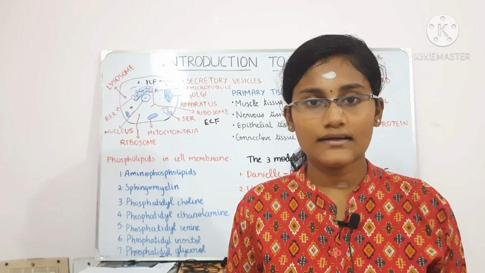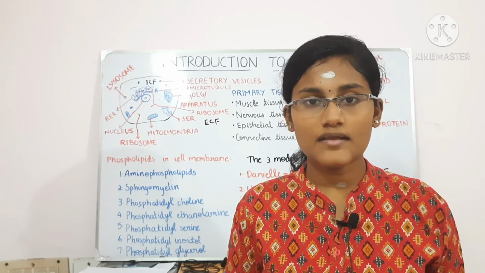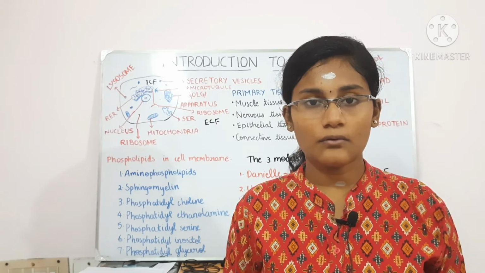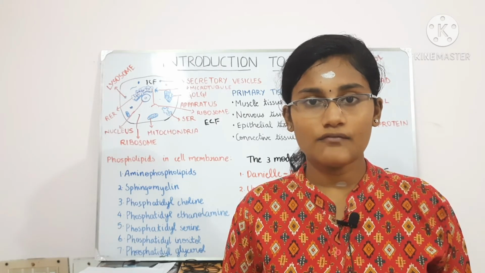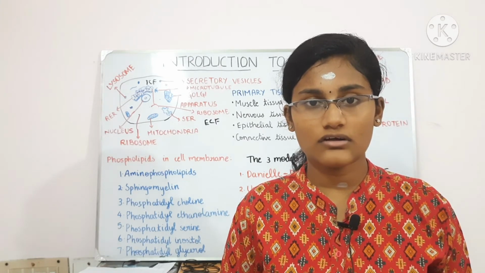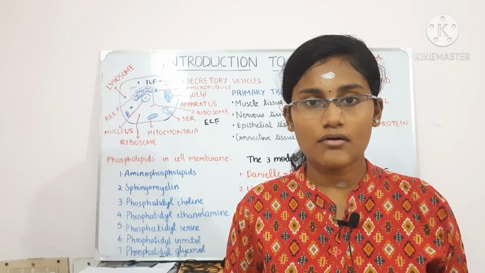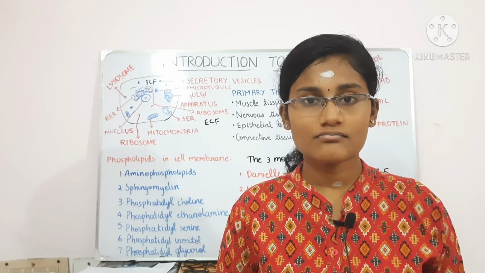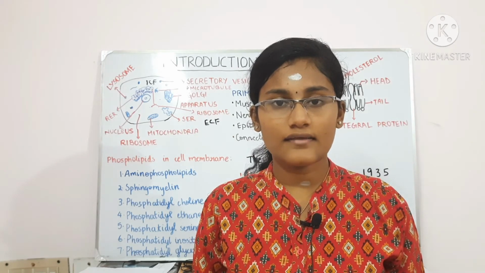Next, we will be talking in detail about the lipid layer of the cell membrane. I already told you that the cell membrane was made up of the phospholipid bilayer and its associated proteins. Now we will be talking about the lipid layer. The lipid bilayer is actually the central portion.